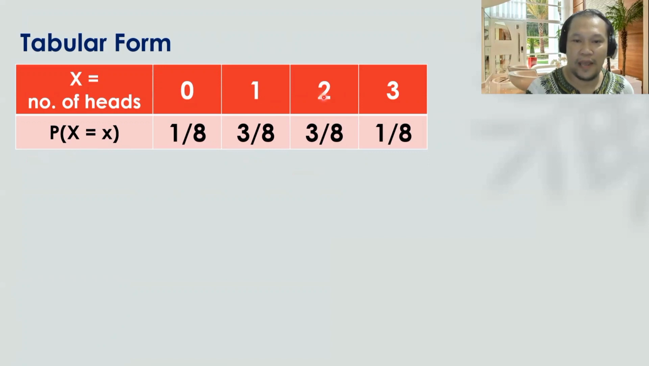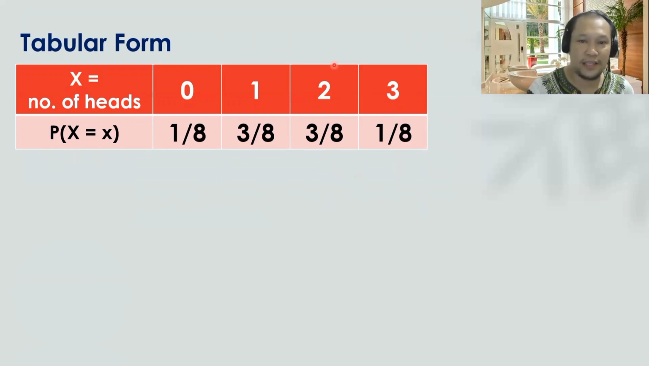And for the given x equal to 2, meaning there are 2 heads, the probability is equal to 3/8. That is, we have head, head, tail; tail, head, head; and head, tail, head, all over the total number of possible outcomes, which is 8. Hence, our probability for 2 heads is 3/8. And last, we have 3 heads, and the probability is equal to 1/8.